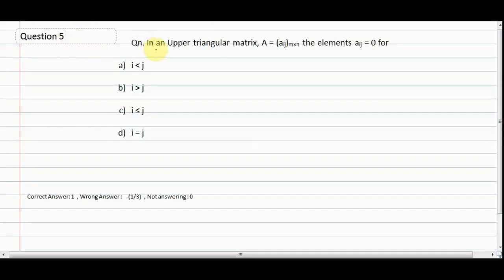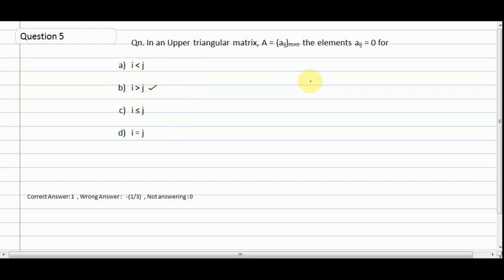Question number 5. In an upper triangular matrix A equal to Aij of order m by n, the elements Aij is equal to 0 for option A says I less than j, option B says I greater than j, option C says I less than or equal to j, and option D says I equal to j. So please pause the video and try to answer this by yourself. Okay, I hope you have the answer with you. Let's check the answer. Here the right answer is option B, I greater than j.